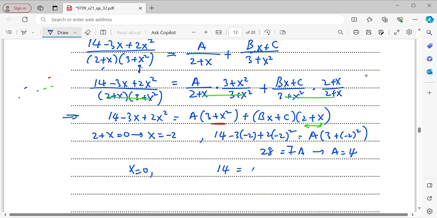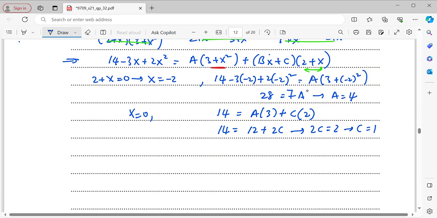Then I will get a bracket 3, not 3 squared, sorry, just 3 because it is 3 plus x squared. Then plus, when x is 0, b times 0 is 0. So c bracket 2 plus 0 is 2. Okay, then now replace a by 4. So 14 is 12 plus 2c. Therefore, 2c is 2. Hence, your c is 1.